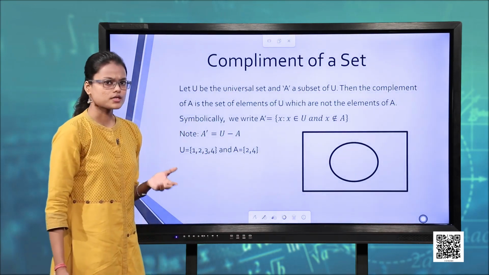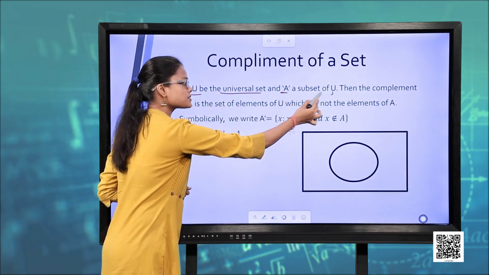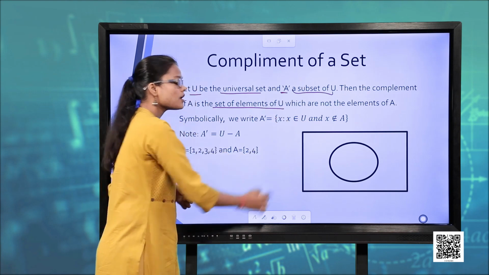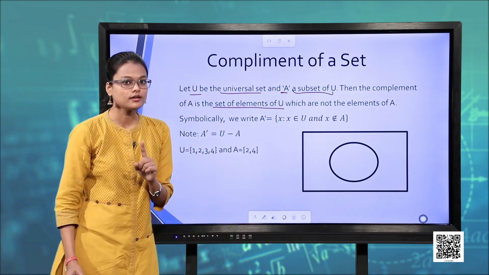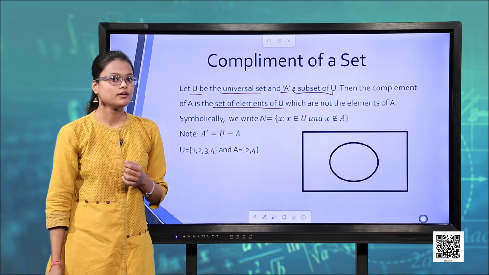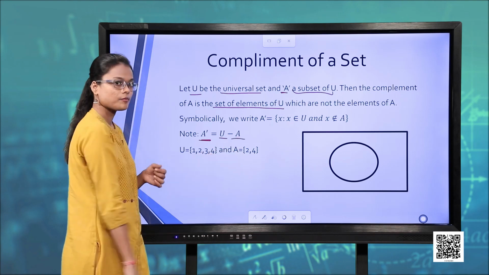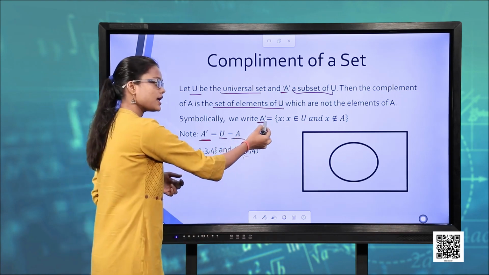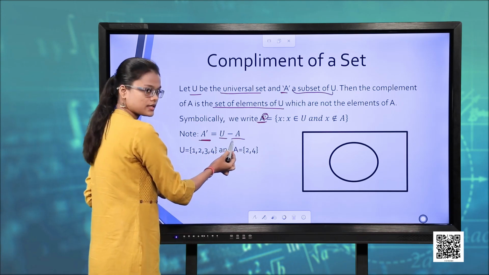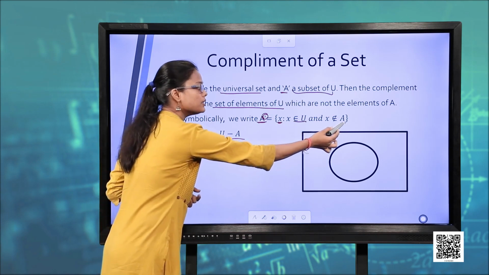complement of a set. And what does it say? If U is a universal set, A is a subset of U, then the complement of a set A is the set of all those elements which are in U but not in A. Yes, it looks like difference, and this is how we can write it as A complement is equal to U difference A. Symbolically, it writes the same, A complement, which is denoted by a dash sign, A dash, or we can write U minus A, is equal to all those numbers which are in U but not in A.